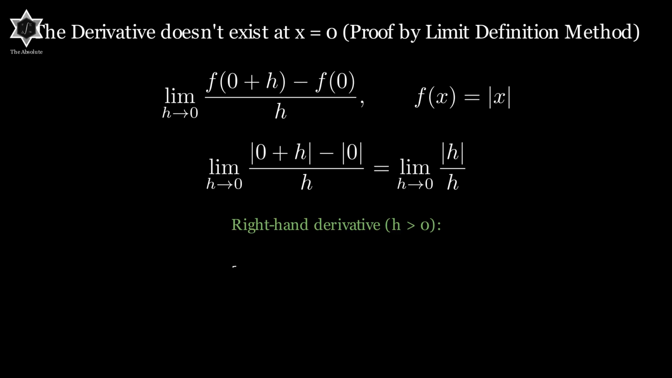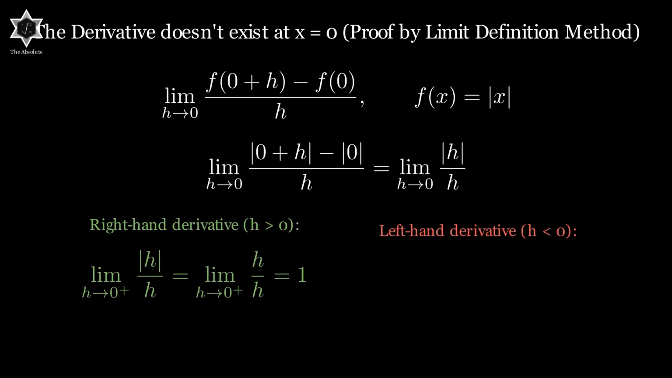Let's first consider the right-hand derivative, where h approaches 0 from positive values. Here, the absolute value of h is simply h, so the ratio simplifies to 1. Now consider the left-hand derivative, where h approaches 0 from negative values. Here the absolute value of h equals -h, so the ratio simplifies to -1.